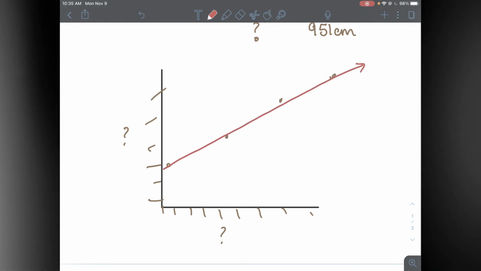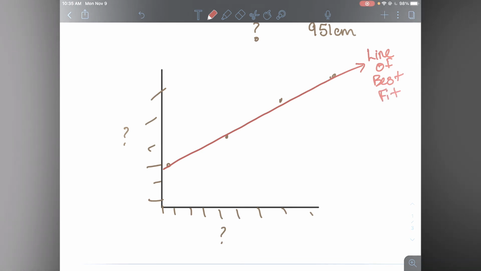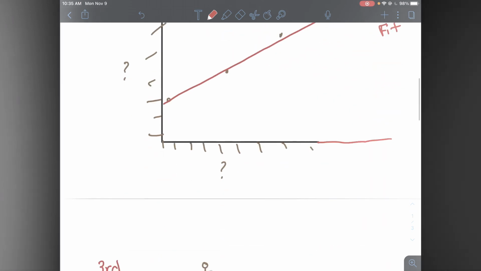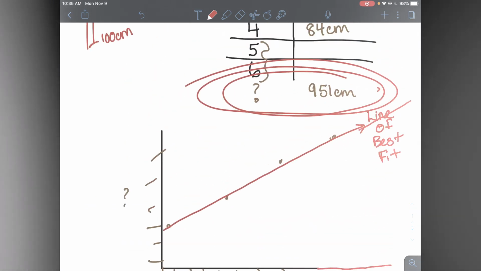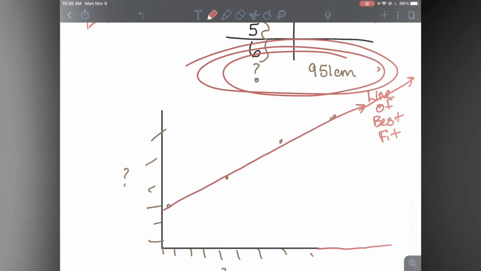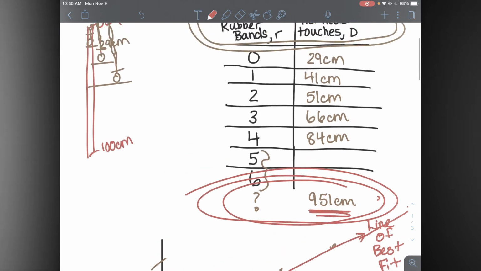So we're going to draw a line of best fit for our graph. And we're going to determine the equation of this line of best fit. And that way we're able to extrapolate this information. We're going to be able to extend our line of best fit or use our equation to figure out exactly how many elastics we need to reach 951 centimeters. That is our goal.